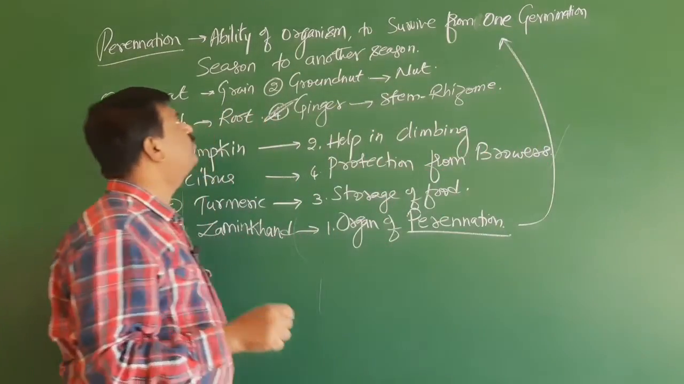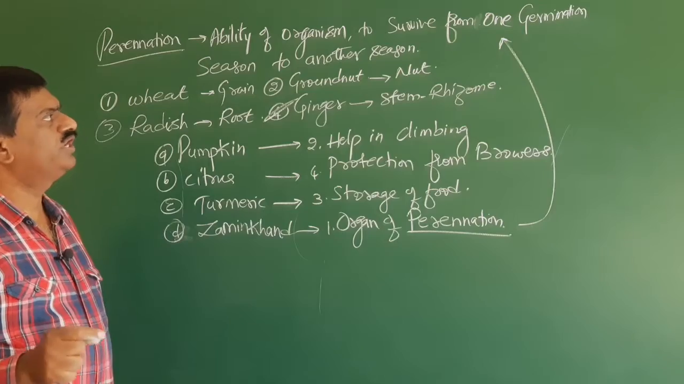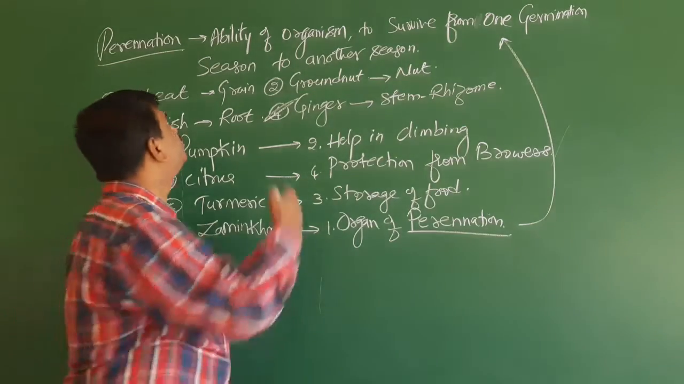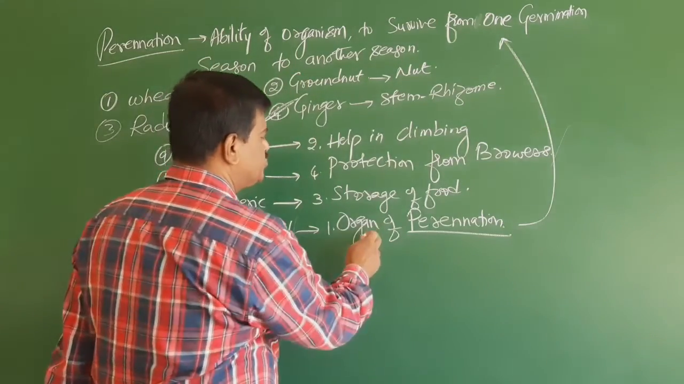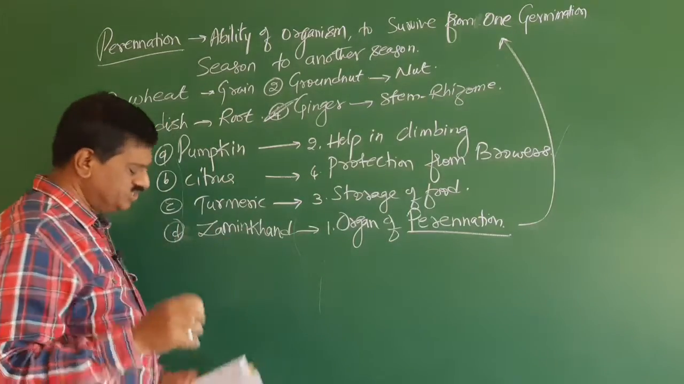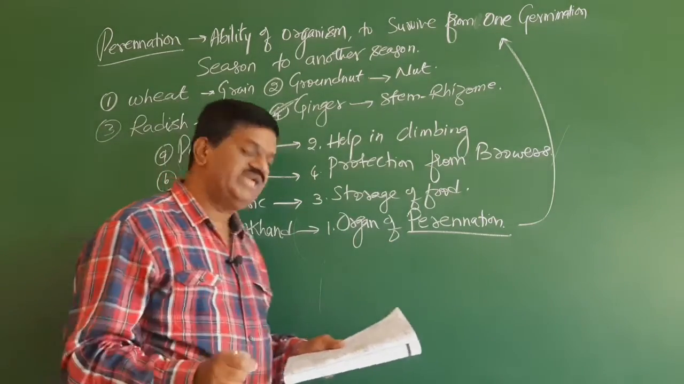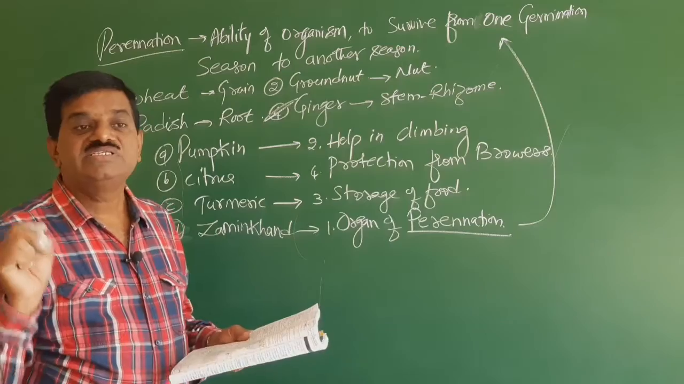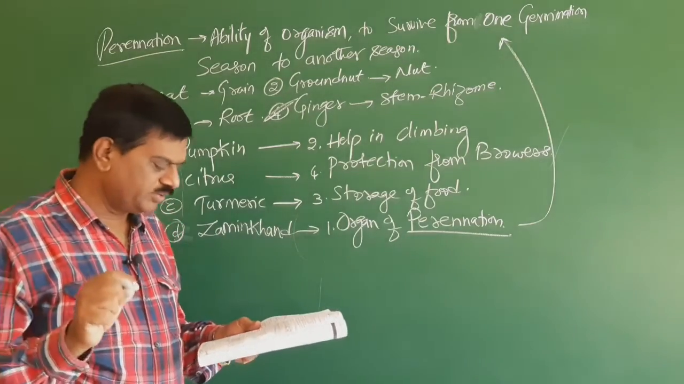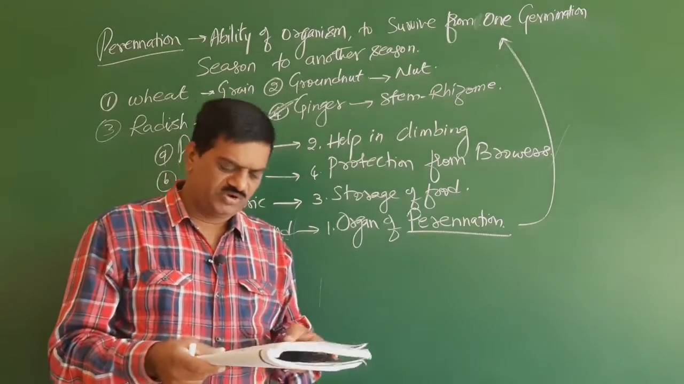Perination is nothing but an ability of an organism to survive from one generation to another. So organ of perination, this is the right matching. This right matching can be seen in the second option. So second option is right. So we go for 42.